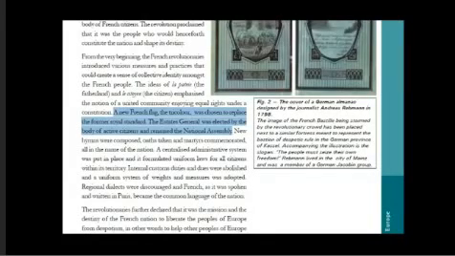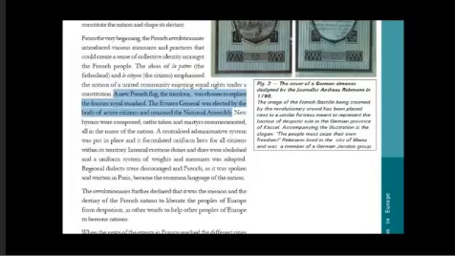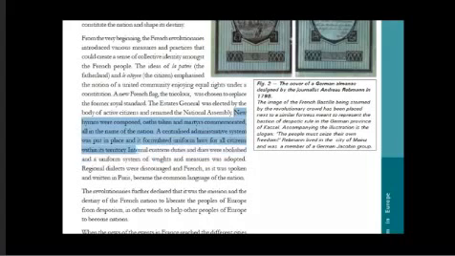Come to the next part, next paragraph. The revolutionaries further declared that it was the mission and destiny of the French nation to liberate the people of Europe from despotism, in other words, to help other people in Europe to become nations.